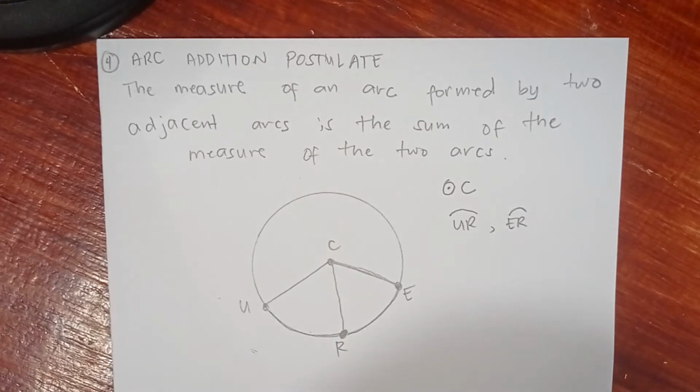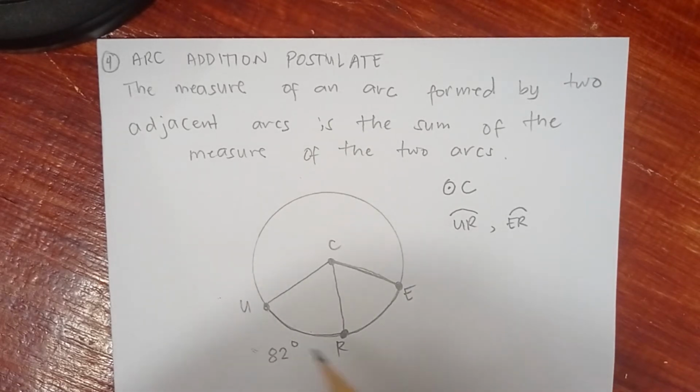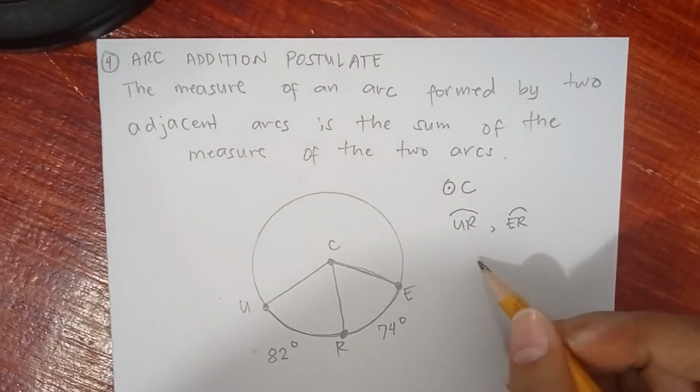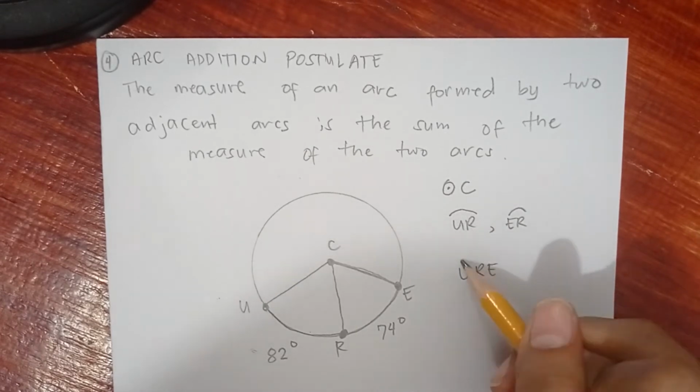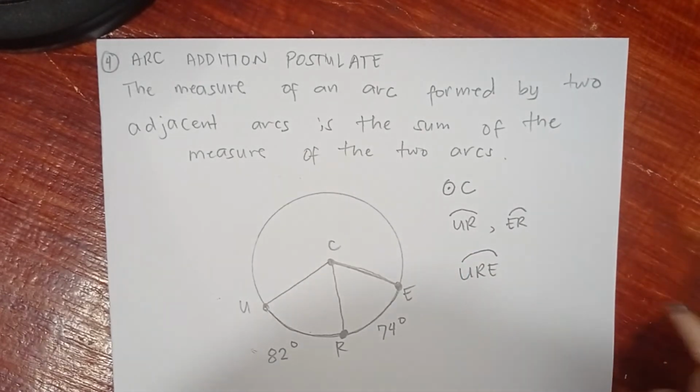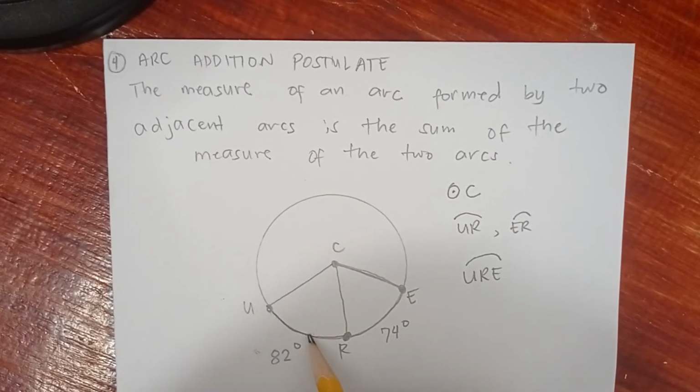So, sabi dito, the measure of an arc formed by two adjacent arcs is the sum of the measure of the two arcs. For example, itong arc QR, the measure of arc QR is 82 degrees. Tapos, yung measure ng arc RE is 74 degrees. Tinanong sa'yo yung measure ng arc QRE. Saan yung arc QRE? Yung isang buo na yan.